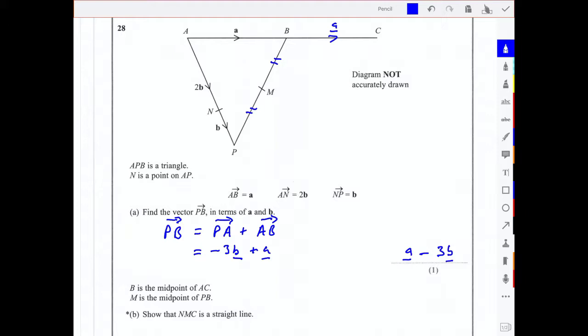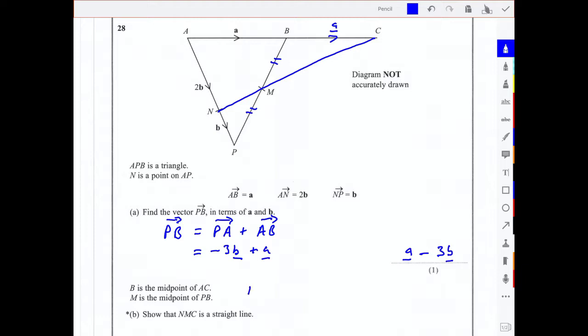So I'm trying to show that NMC is a straight line. And the way I can do that is to show that NM and NC, one is a multiple of the other. They're in the same direction if one is a multiple of the other. So if we start out from N to C and N to M in the same direction, we've got a straight line. So let's first find NM.